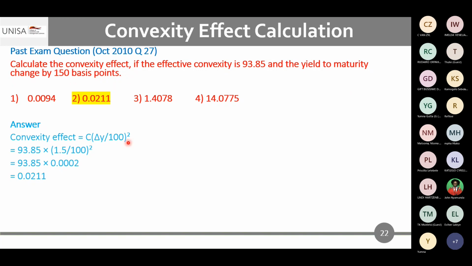So straight to our formula, we say convexity, which is 93.85 times 1.5, because remember, 150 basis points is 1.5%. 1.5 divided by 100 squared gives you that, and your answer is 0.0211, which is option number 2 there. So ladies and gentlemen, 1.5 divided by 100 squared. This is the only trick which is there. You should remember 1.5 divided by 100. So if it was 1%, for 100 basis points, it would be 1.0 divided by 100.